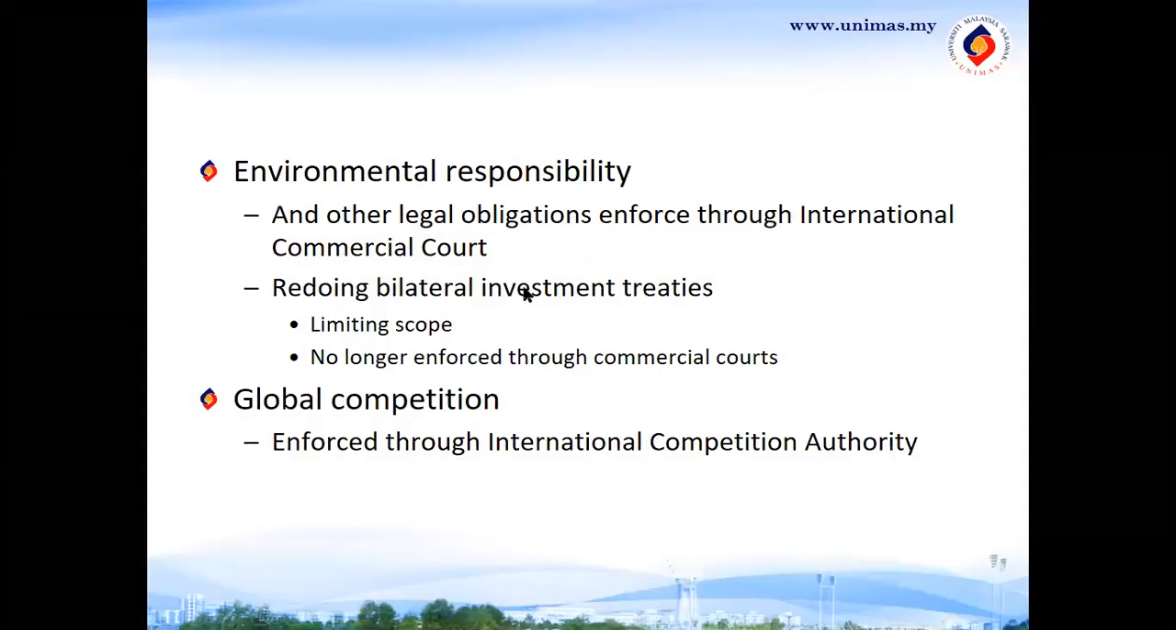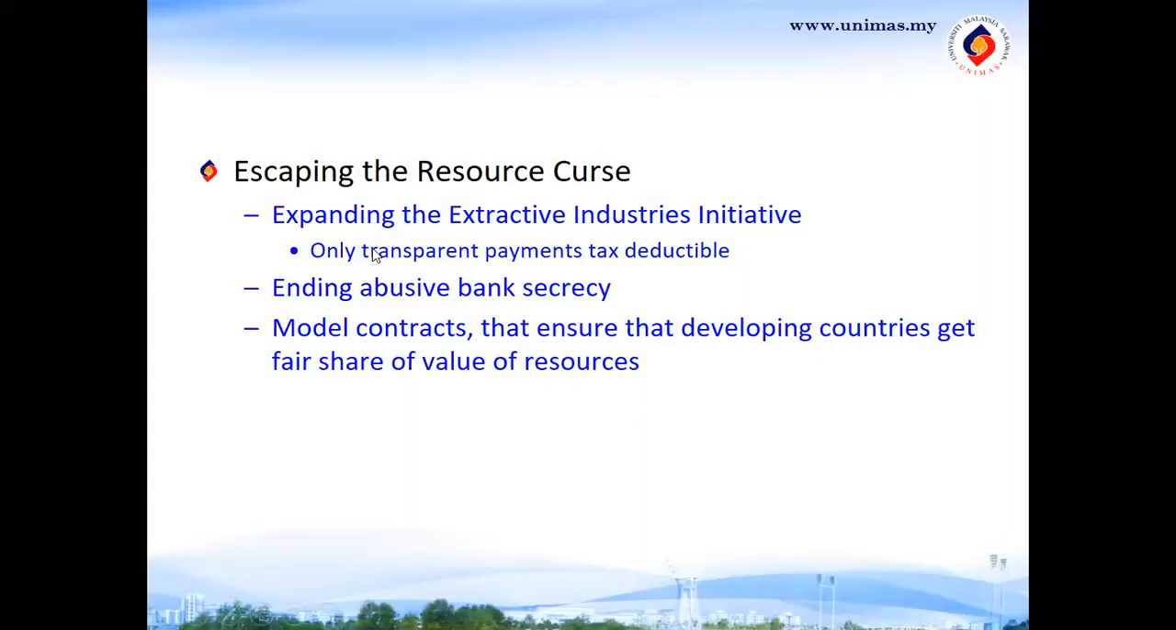Then also the issue of environmental responsibility, right? So redoing bilateral investment treaties also, and in other words, other legal obligations need to be enforced through international commercial courts, and redoing bilateral investment treaties in terms of limiting the scope so they are no longer enforced to the commercial scope and so on. Okay, so global competition, which is enforced through an international competition authority, to help poor countries, and also to escape the resource curse, as they call it, to expand the extractive industries initiative so that only transparent payment taxes are deductible.